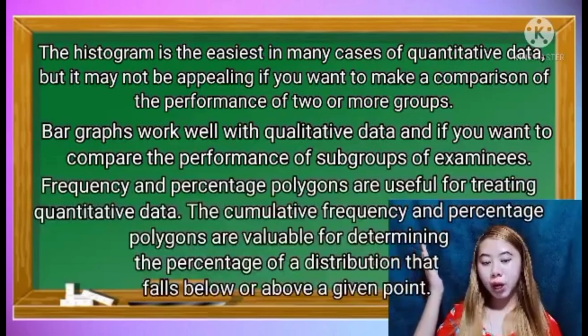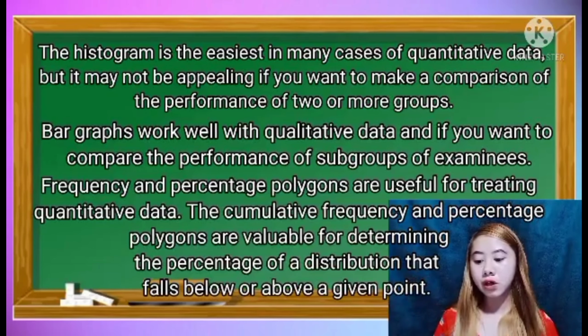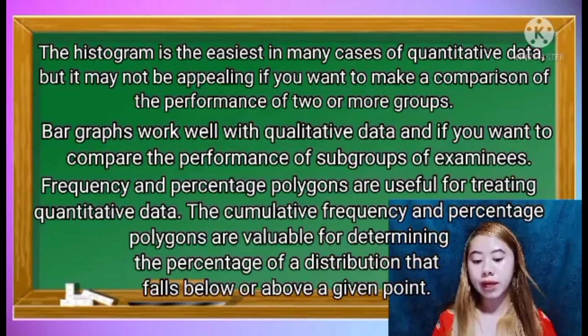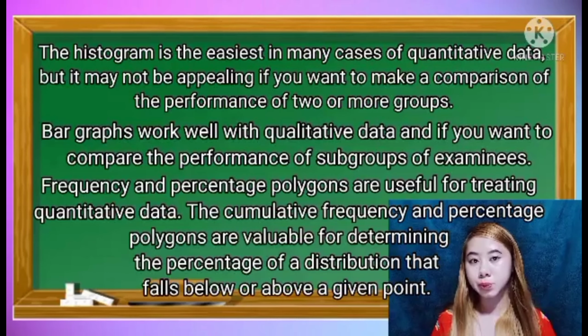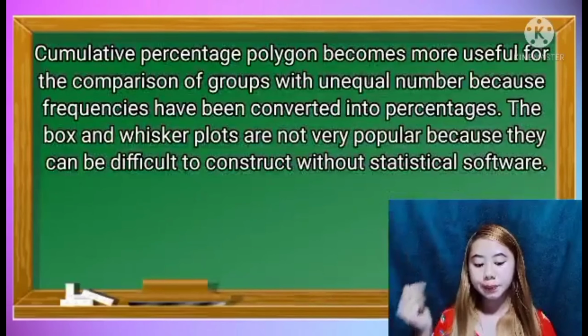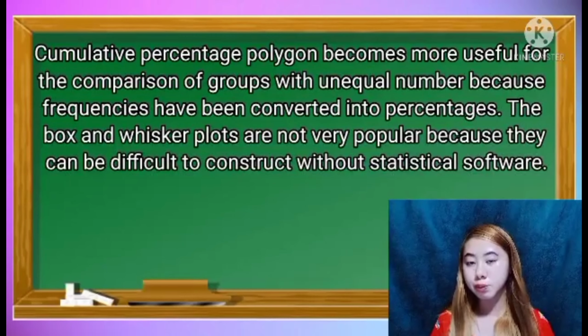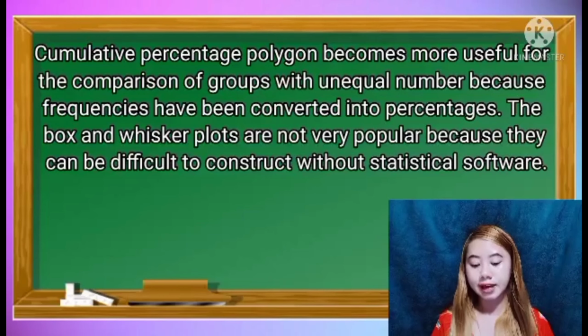Next, frequency and percentage polygons are useful for treating quantitative data. The cumulative frequency and percentage polygons are valuable for determining the percentage of the distribution that falls below or above a given point. Next, the cumulative percentage polygon becomes more useful for the comparison of groups with an unequal number because frequencies have been converted into percentages.